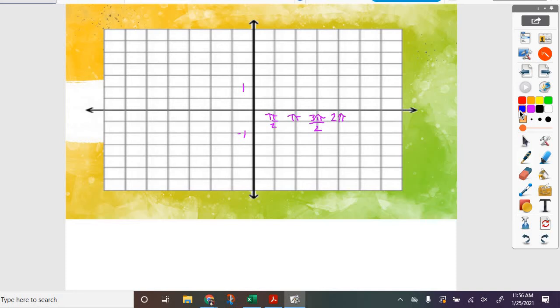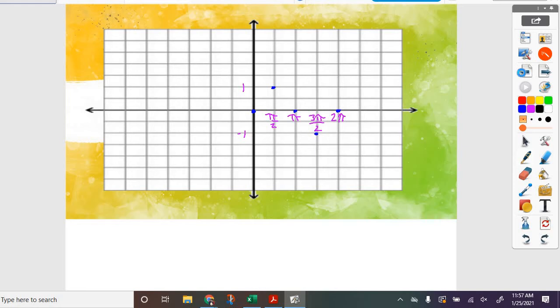So we said that we start and end at what y value? What's our output for our starting point and our ending point? 0. Yes. And then we said halfway in between, we also have a 0. Then halfway in between our first 2 zeros, we have our maximum. And halfway in between our second 2 zeros, we have our minimum.